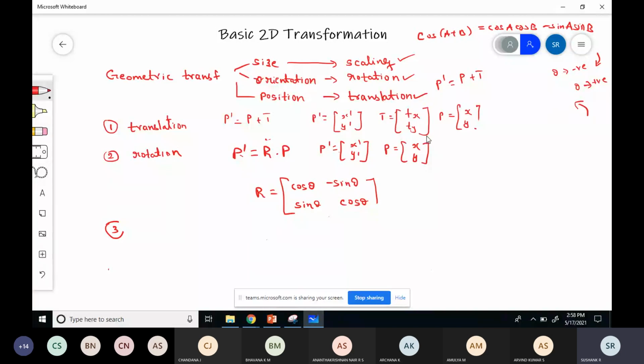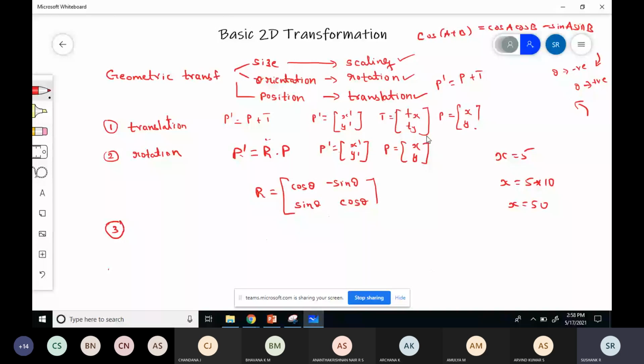For example, the value of X is 5. You want to make it 50, so what will you do? You will multiply this 5 with 10. So now X will become 50. The same concept is being used.